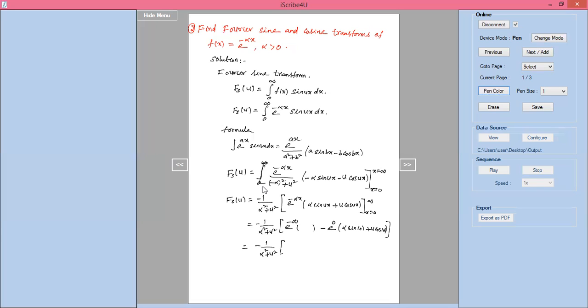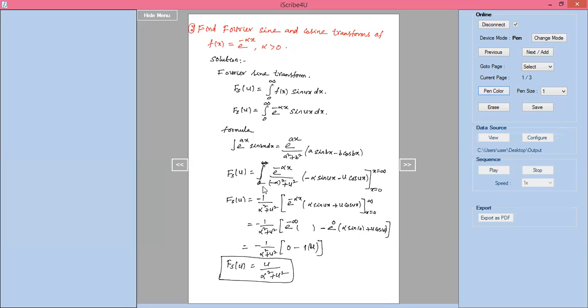Now I'll get minus 1 divided by alpha square plus u square. E power minus infinity value is 0, minus e power 0, which is 1, into u into cos 0. Sin 0 is 0, cos 0 is 1. So I'll get this as u. Simplifying, fs of u equals u divided by alpha square plus u square. This is fs of u.